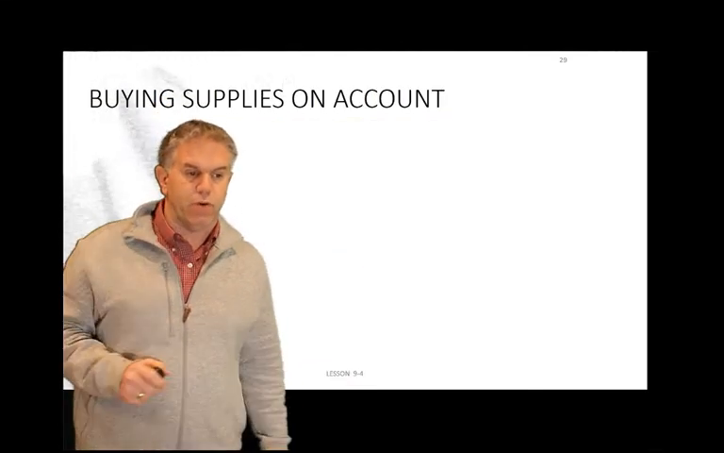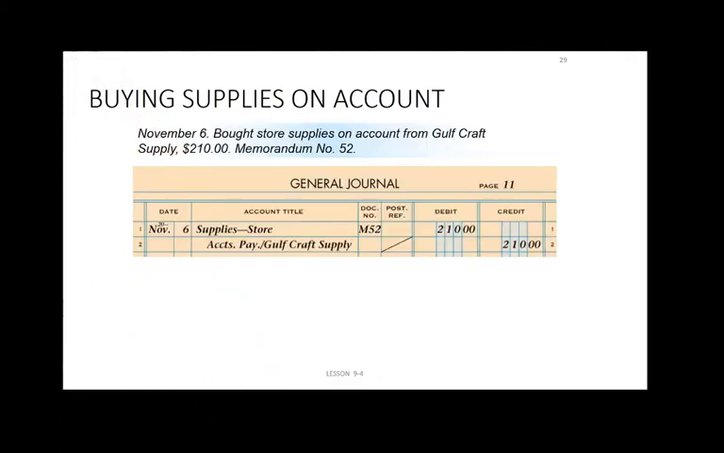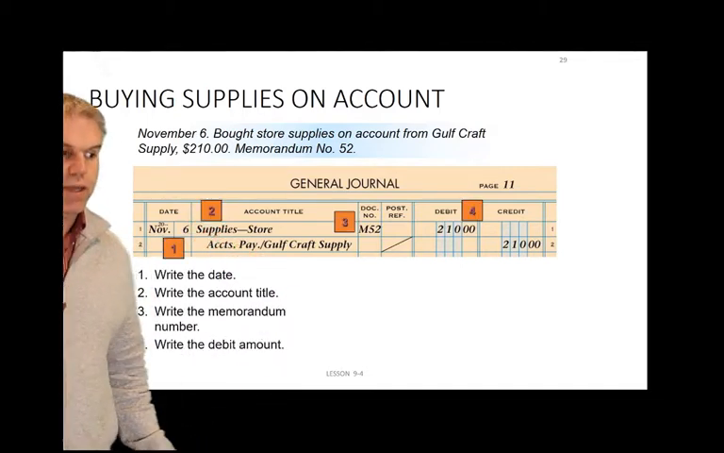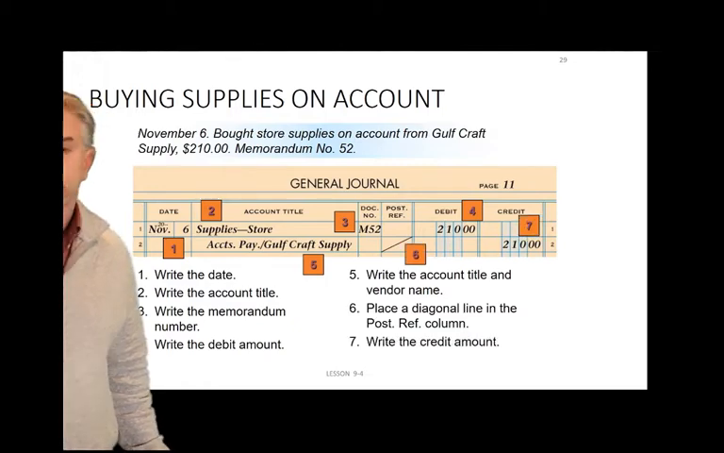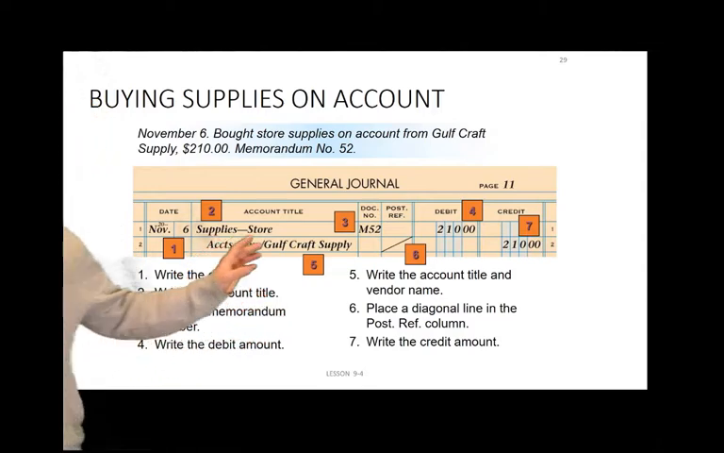We have 5 total. So, bought supplies on account. Again, I'm not going to spend a lot of time on this transaction because you can see this. There's a couple little changes for you here that I just want to point out. And again, you've seen this before. This transaction should not be new at all, okay? We bought supplies on account. The thing that I want to point out to you is this.